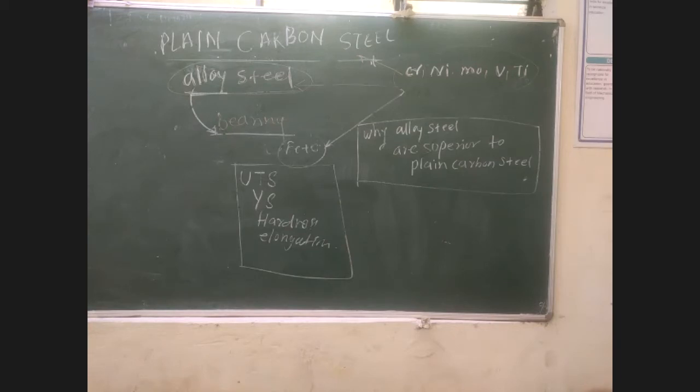Why is plain carbon steel superior to alloy steel? More properties of alloy steel. Mechanical properties are more than plain carbon steel. That's why alloy steel is superior to plain carbon. Very simple answer is there. Why are you not able to give it? Okay. So let us go to the next part.